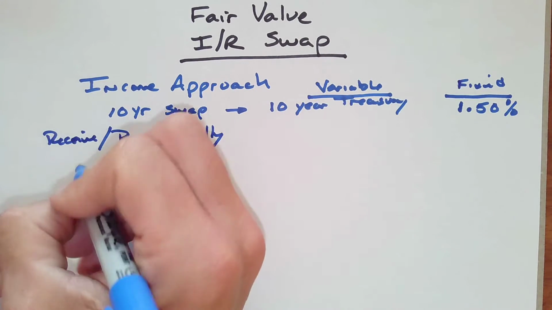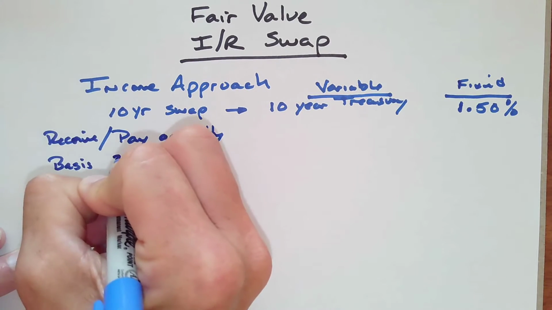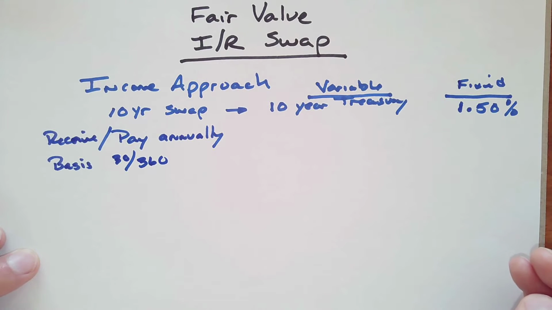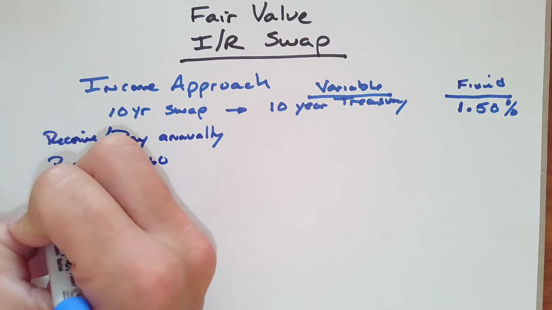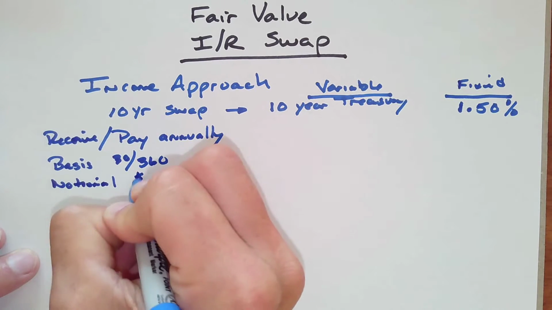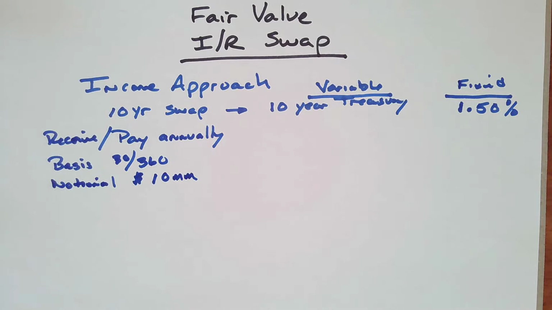And we'll assume that the basis is simple at 30/360 and the notional is 10 million. Okay? We just got all of these variables from the contract.